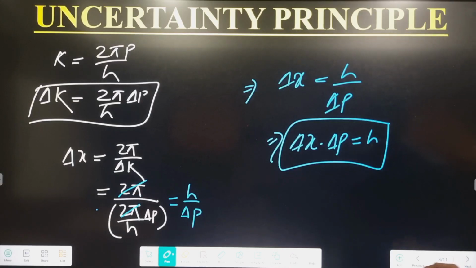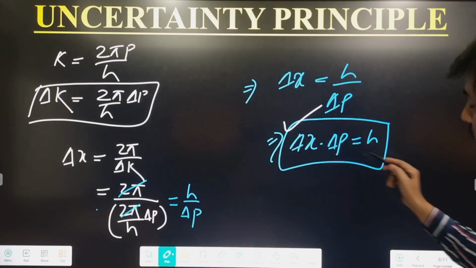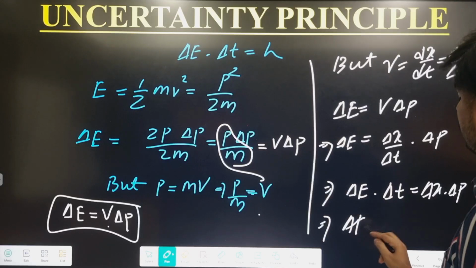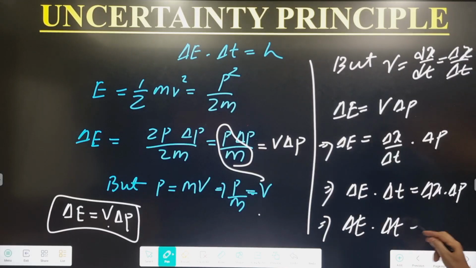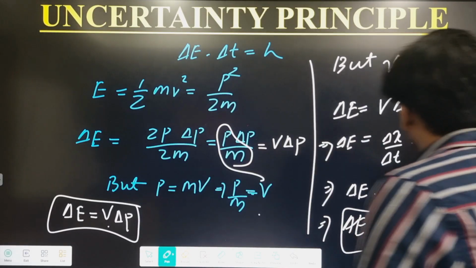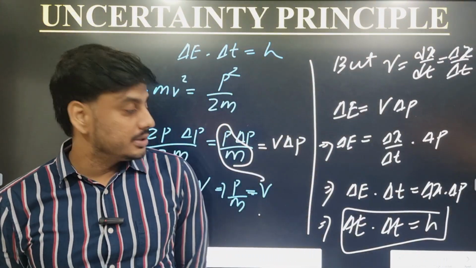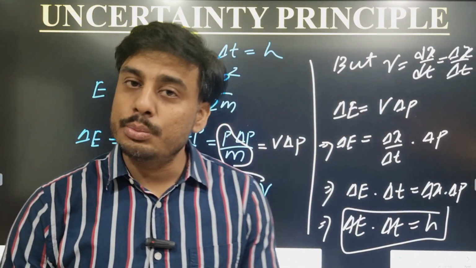Delta x into delta p, which we already derived, is equal to h. So we can directly write delta E into delta t equal to h, which is the uncertainty relation between energy and time. This is all about Heisenberg's uncertainty principle.